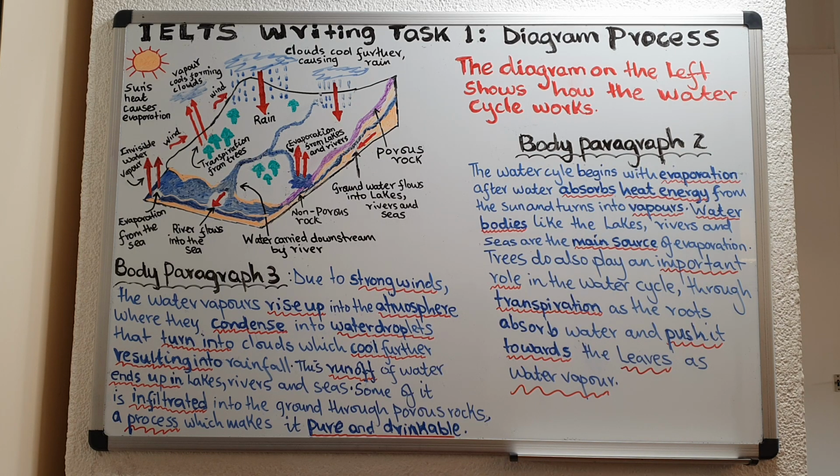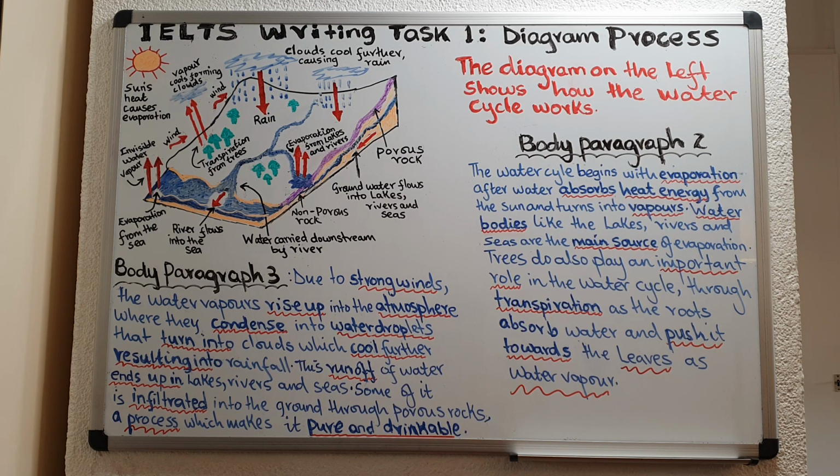And what is transpiration? This is when the roots of the trees absorb water and they push it towards the leaves as water vapor. So we have water vapor from 2 sources. The largest source is the lakes, rivers, and the seas. And the second source is trees as they transpire, which means the roots absorb water and then they push it towards the leaves as water vapor. So that is what we write in body paragraph 2.